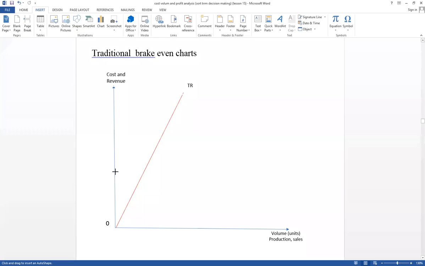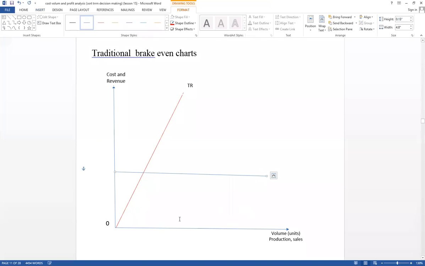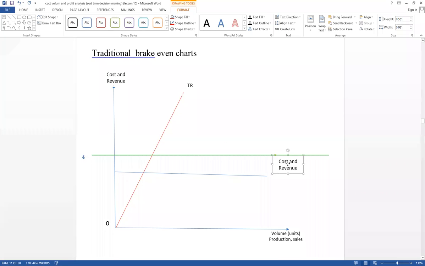Total revenue starts like this. This is the total fixed cost. Total fixed cost does not change; when quantity increases or decreases, it does not vary. This is a traditional break-even point chart. Therefore, this is the total fixed cost.